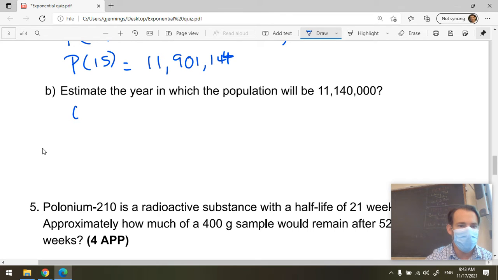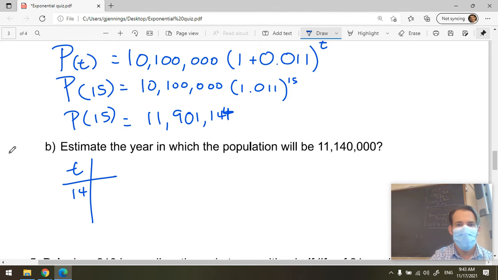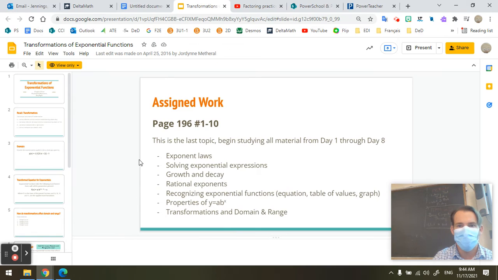What you would do here is create your chart for t, and you know that 15 is already a really good guess, but it's a little too high. So you might guess 14. Then you would evaluate this function, but instead of a 15, you would have a 14. Or you could just take your answer and divide by 1.011. That would effectively lower the power by 1 because you're dividing by it one time. You're applying your exponent laws in your head, saying I've already got that number on my calculator. You can do that, no problem. Or you can graph it in Desmos. Let's do that. I love graphing things in Desmos.